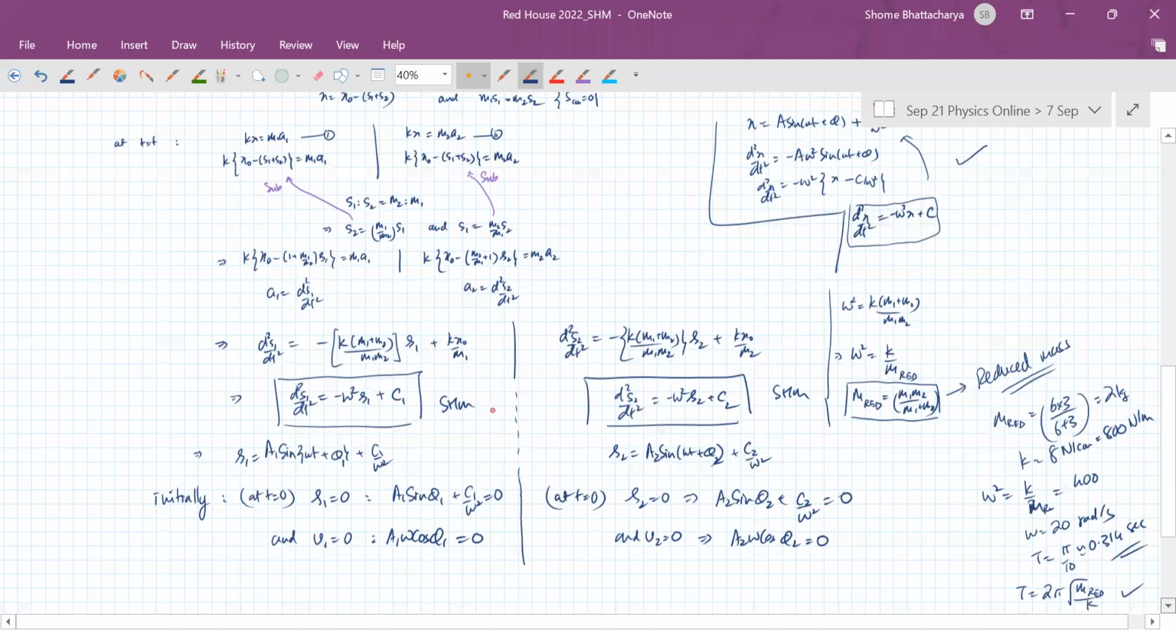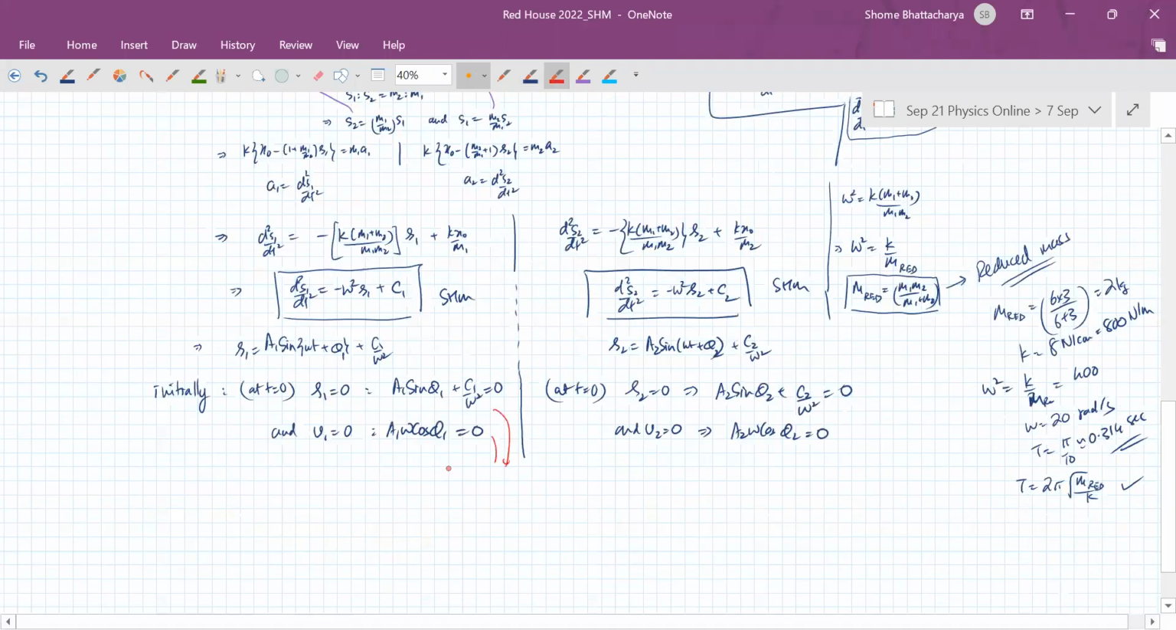So now see this initial condition set, what it tells me is that cos phi is 0 and sin phi is negative. That means phi 1 is minus pi by 2. Same logic here: phi 2 is minus pi by 2. Okay. So we'll realize that S1 is A1 sine omega t minus pi by 2 plus C1 by omega square.